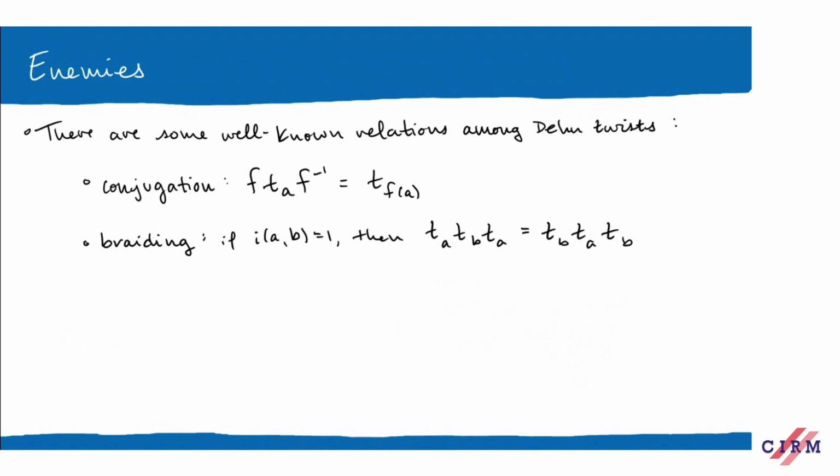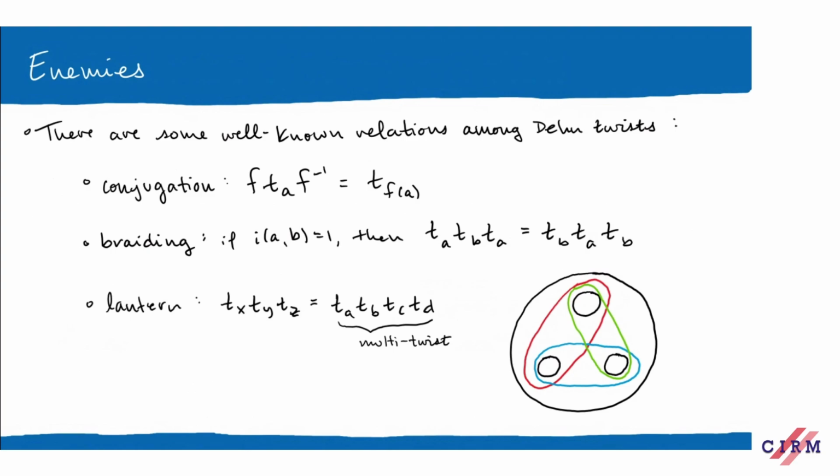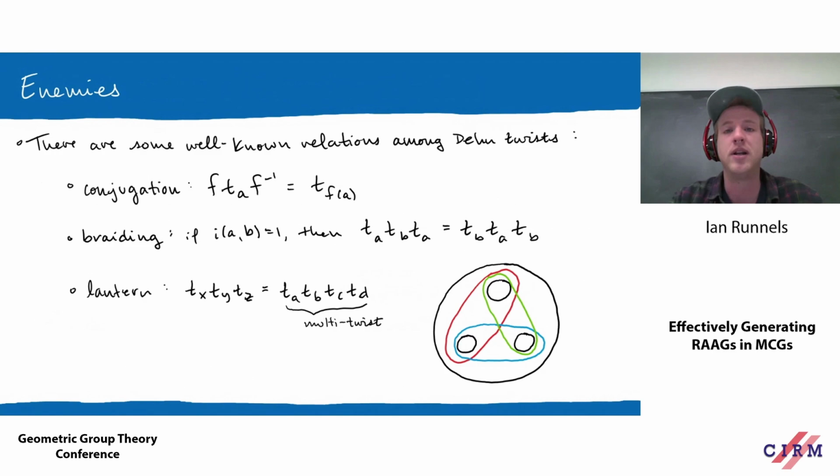And then something slightly more complicated is the lantern relation. Here I have a four-holed sphere. You can show very directly, just using pictures, that if I simultaneously twist around all of the boundary curves, it's the same as sequentially twisting about the red curve and the green curve and the blue curve. So if I take some arbitrary collection of mapping classes, I can write them as products of Dehn twists, and relations like these could conspire to give me relations among my mapping classes. And so we're trying to figure out a way for that not to happen.